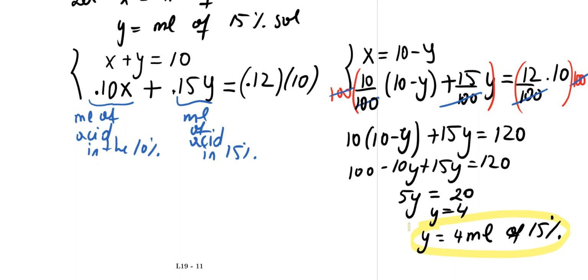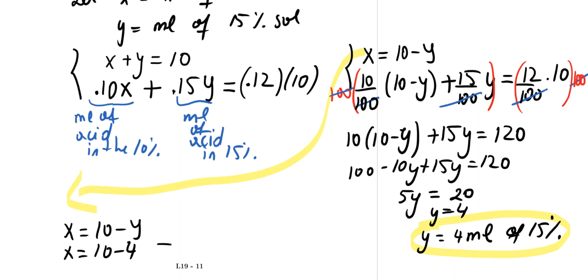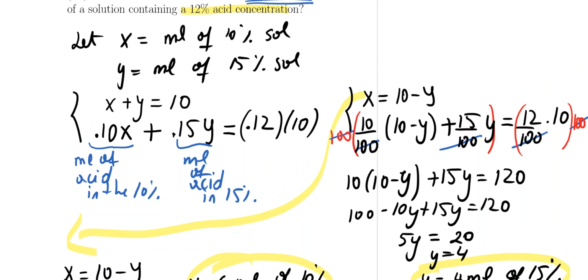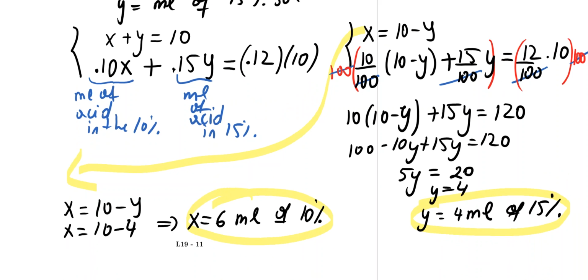And now I go back in here to my substitution. So x now is going to be 10 minus y, but we just found that y was 4, so it's 10 minus 4. So this will give me 6 milliliters of 10% solution. So there you go. To get 10 milliliters of 12% solution, we've got to mix 6 milliliters of 10% with 4 milliliters of 15%.